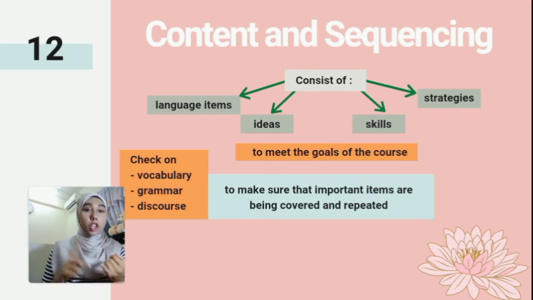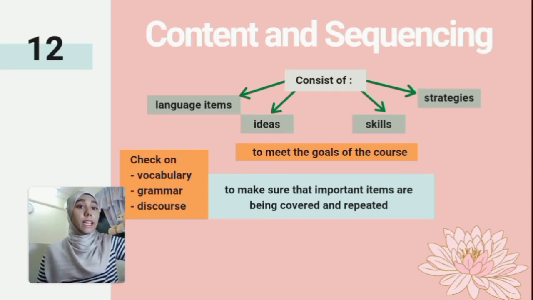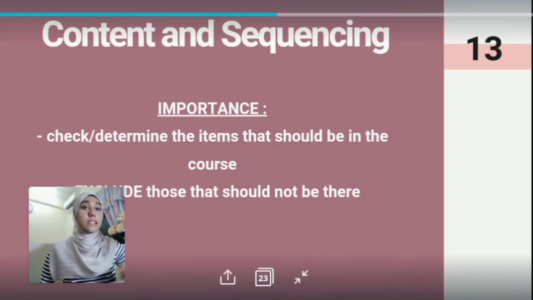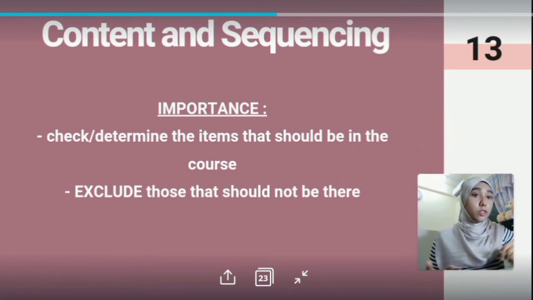Even though topics, themes, and tasks are the major elements for progression of a course, it is really important for designers to not look away from tiny details for the content such as vocabulary, grammar, and discourse to make sure that the items are really covered. The importance of content and sequencing is to determine the items that should be in the course and to exclude those that should not be there.